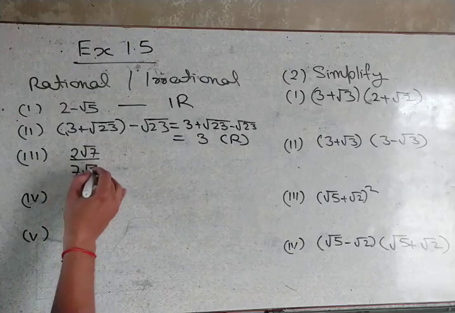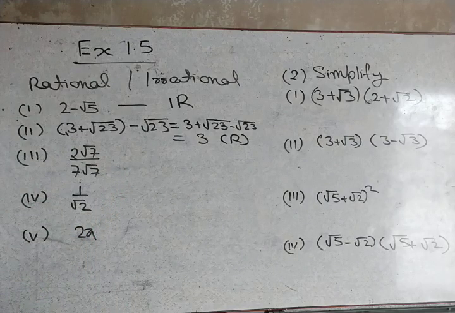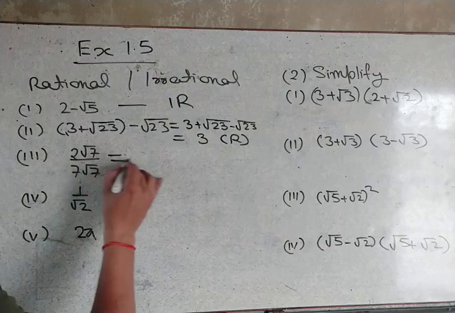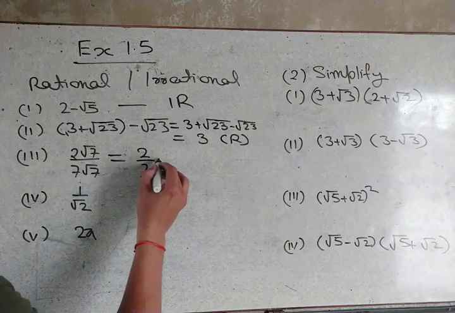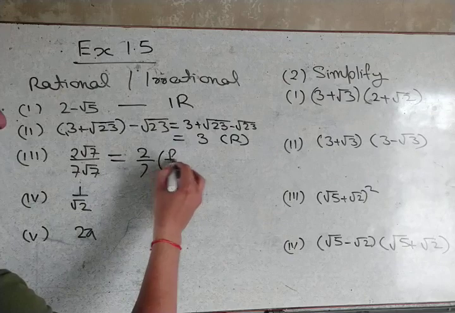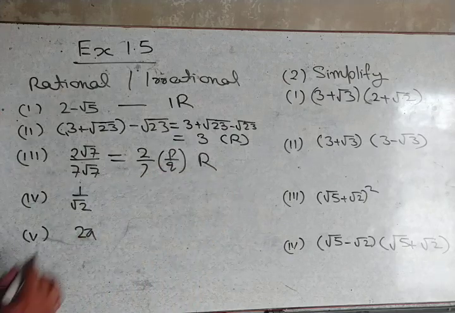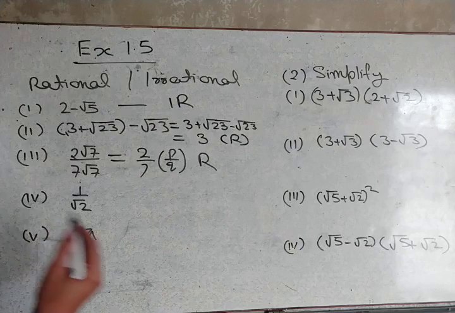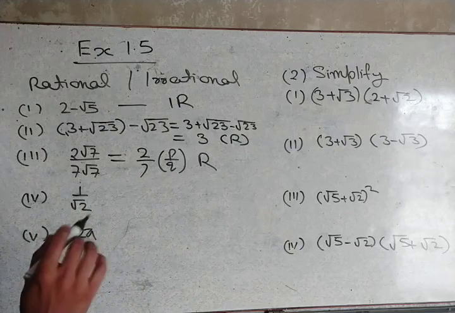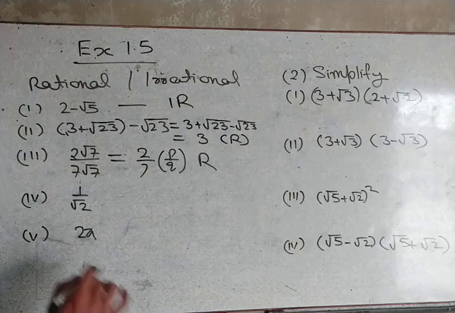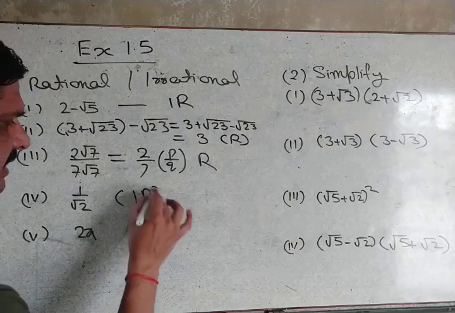Now this root 7 will be simplified, and we will get 2/7, and this is of the form p/q. Then we can say this is rational. 1/√2, although we can rationalize it, even then root 2 doesn't disappear, so this is irrational.